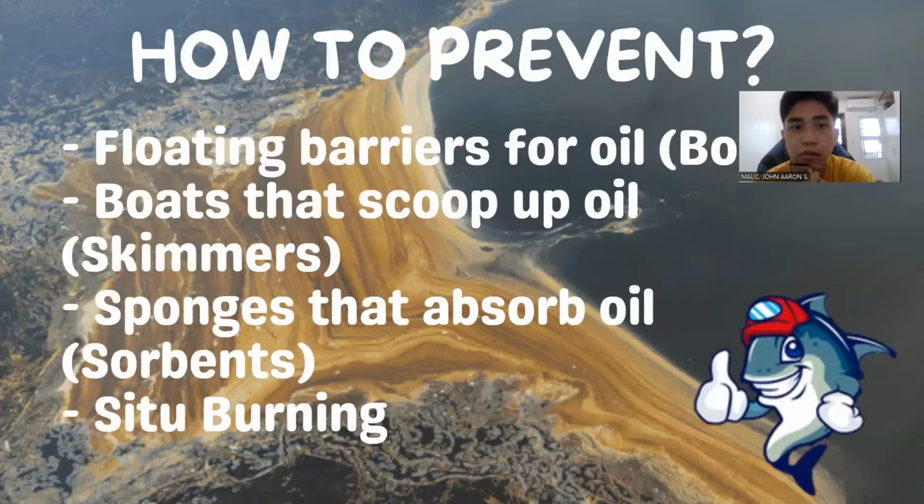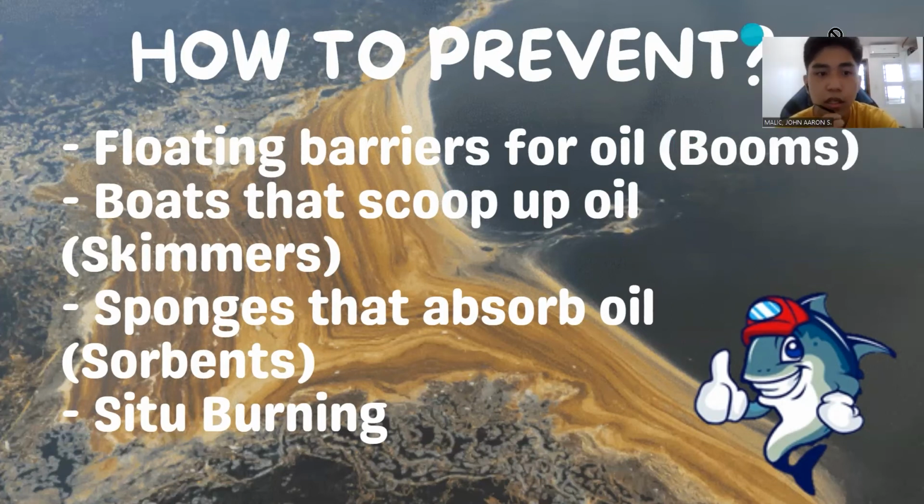So now let us head over to how to prevent oil spillage. This is not really how to prevent, it's more like how to contain oil spillage. The first one being floating barriers for oil or booms. And the next, boats that scoop up oil or skimmers, sponges that absorb oil or sorbents, and C2 burning.